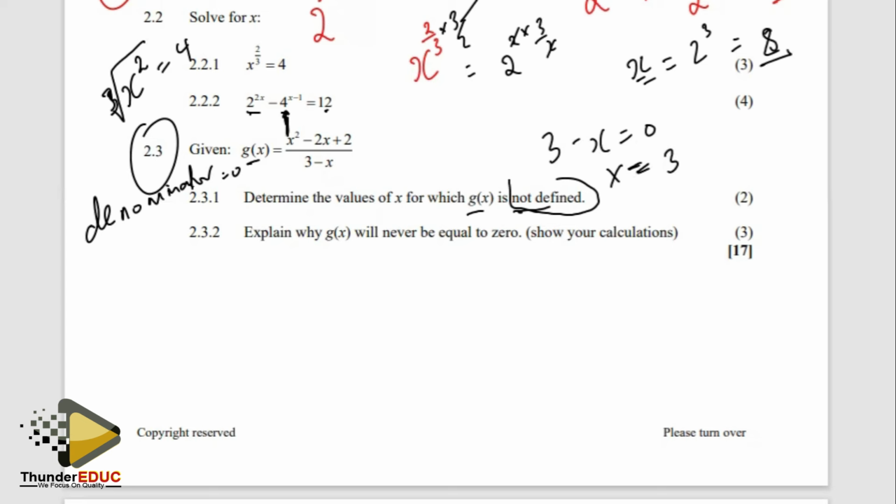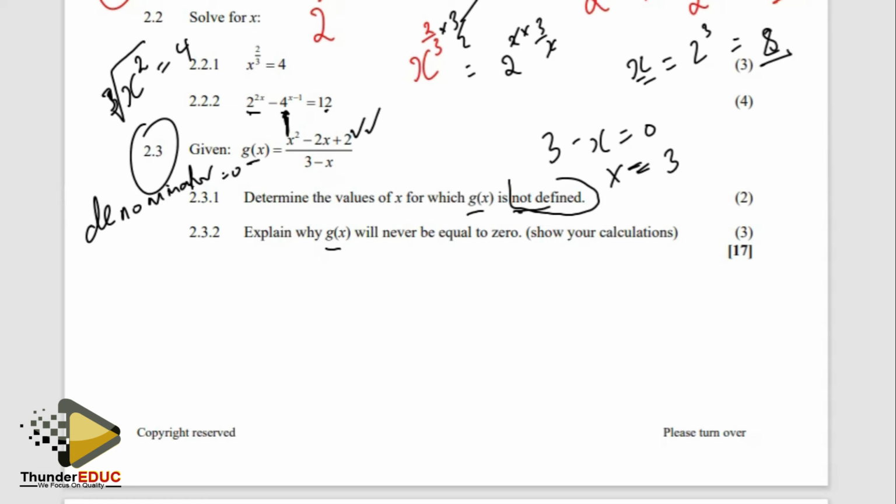All right. Then 2.3.2, explain why the g of x will never be equal to 0. Okay, so why can this expression never be equal to 0? So they are indirectly asking us to solve why it can never be equal to 0, which means it can either be less than 0 or greater than 0. So the explanation could be simple, just factorize what is on top. Is that even factorizable?